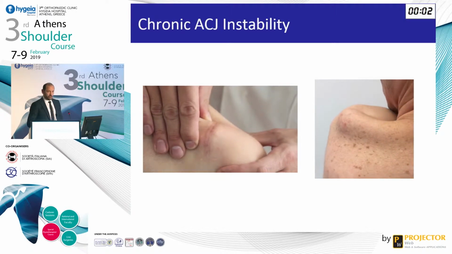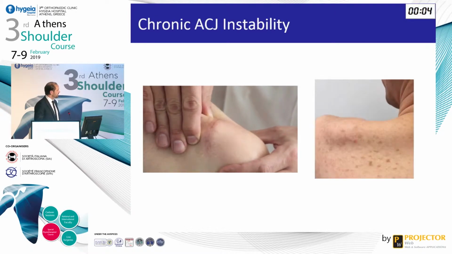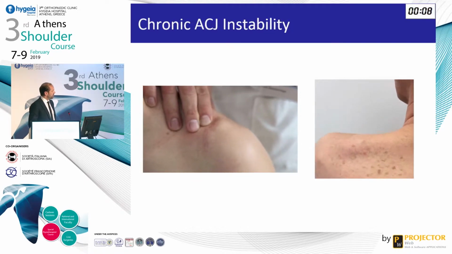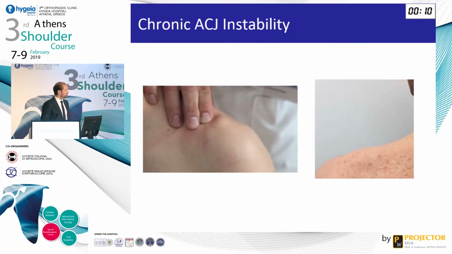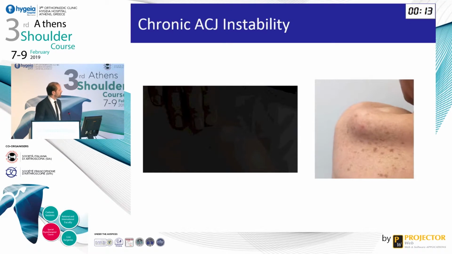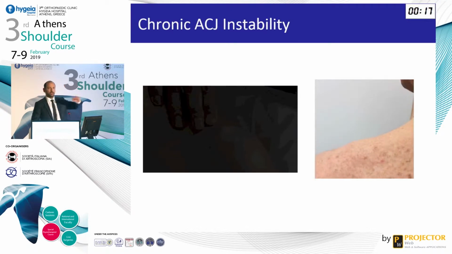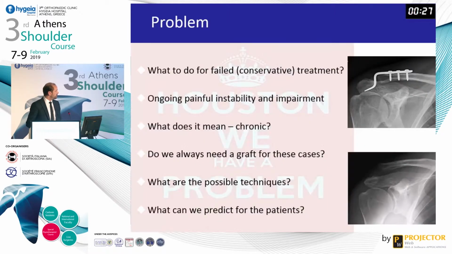So let's move on to the chronic instability. You have seen this already. This guy didn't have surgery before, but after 3 to 4 months he said, I'm not feeling well, and you can see what happens. This is the clavicle, and by doing the adduction test, it shifts completely over the acromion. So this is a case of a dynamic, horizontal, and vertical instability.